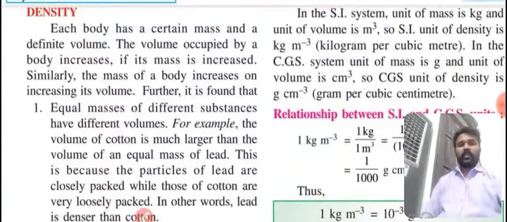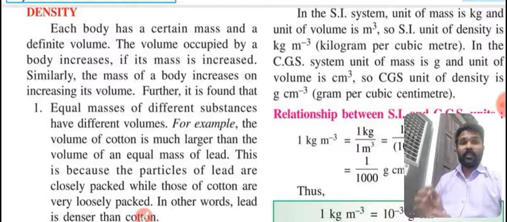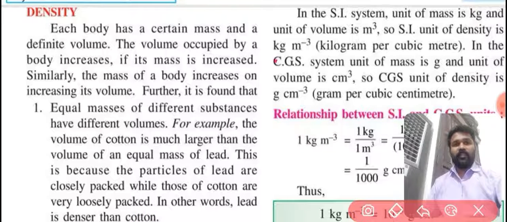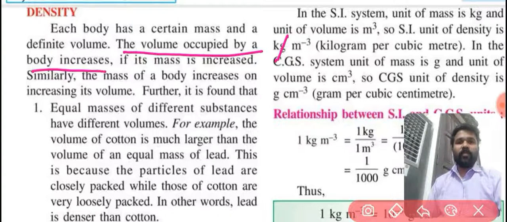Each body has a certain mass and a definite volume. We know that every body has a certain mass, a particular mass and a definite volume. The volume occupied by a body increases if its mass is increased. If the mass is increased, the volume occupied by a body also will be increased.